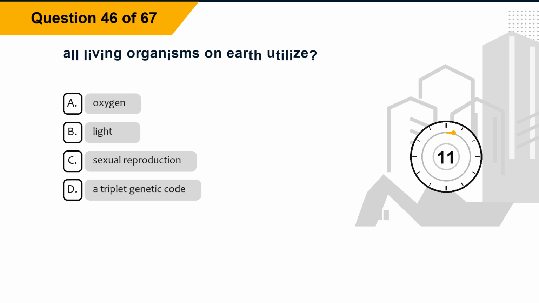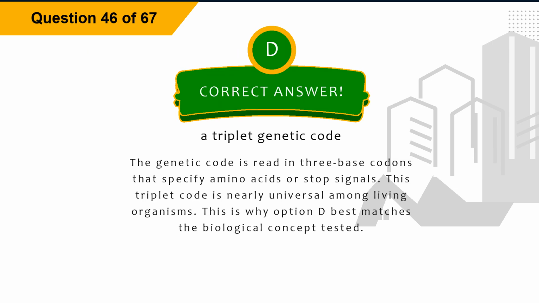Question 46. All living organisms on Earth utilize: Option A, oxygen. Option B, light. Option C, sexual reproduction. Option D, a triplet genetic code. The correct answer is option D, a triplet genetic code. Explanation: the genetic code is read in 3-base codons that specify amino acids or stop signals. This triplet code is nearly universal among living organisms. This is why option D best matches the biological concept tested.